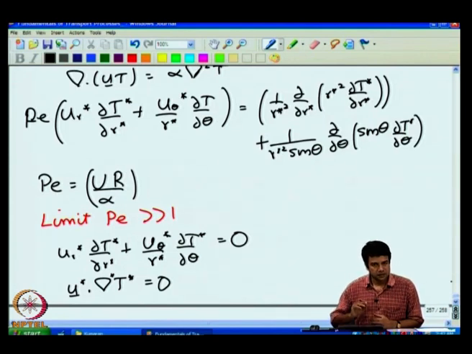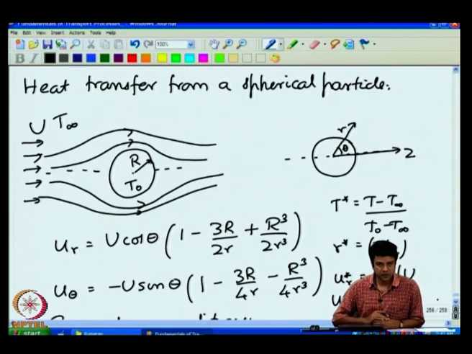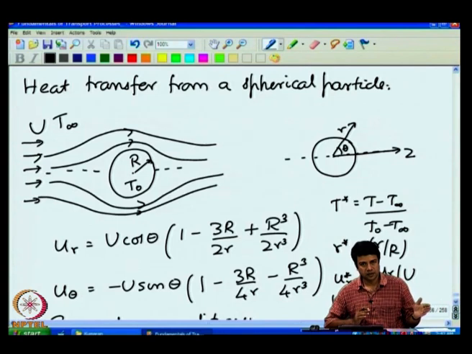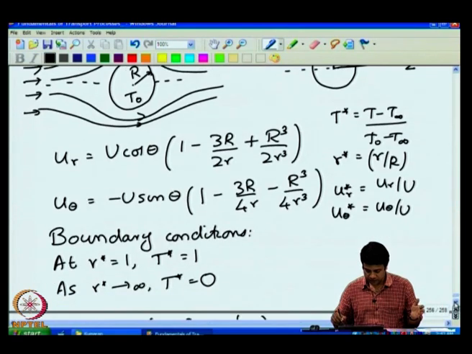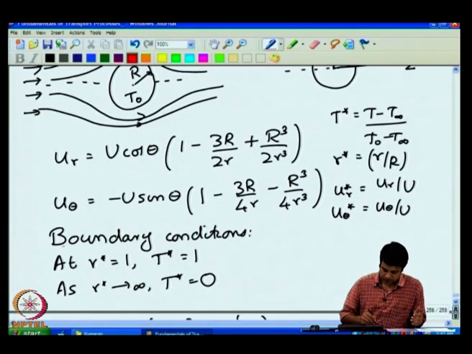Temperature does not vary along streamlines, and the temperature at the upstream entrance is equal to T infinity. Therefore, if the temperature upstream is T infinity and it does not vary along streamlines, then the temperature has to be T infinity everywhere. So, that is the only solution that you can get. The temperature has to be T infinity everywhere. It cannot satisfy this boundary condition.